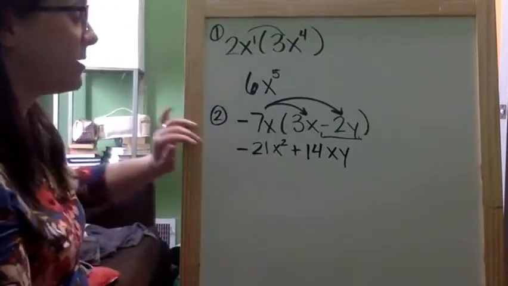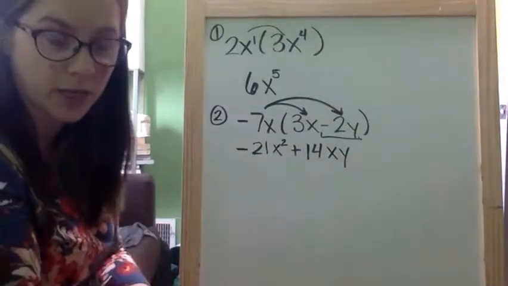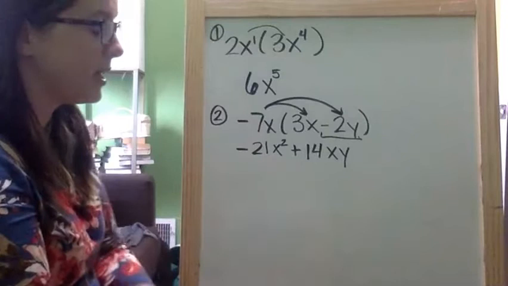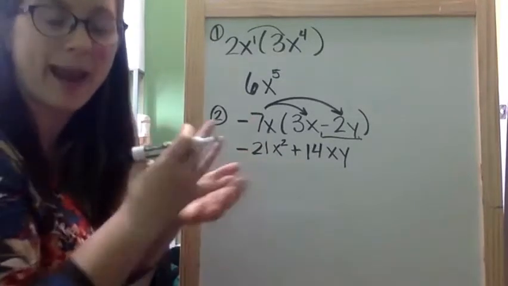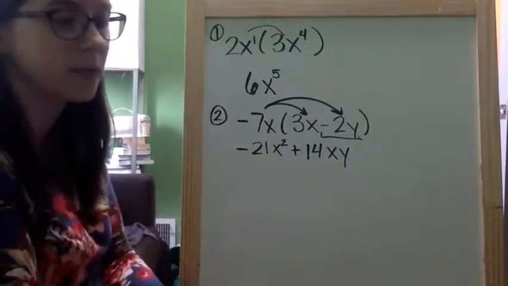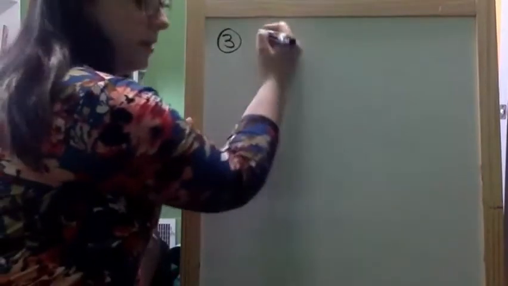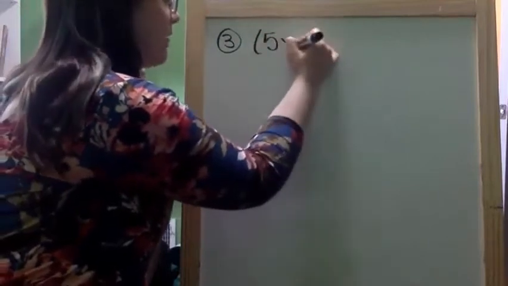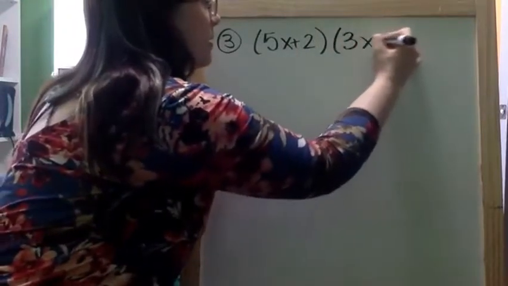So both of these are ones where I would always use the distribution method, which is what we just showed here. Once you get a little bit bigger than this, that's when you start being able to decide which method is more accurate for you. Do you want to use the box method, which we'll show, or do you want to use the distribution method, which we will also show? So if we go up to our third example, it is a binomial, 5x plus 2, times another binomial, 3x minus 4.